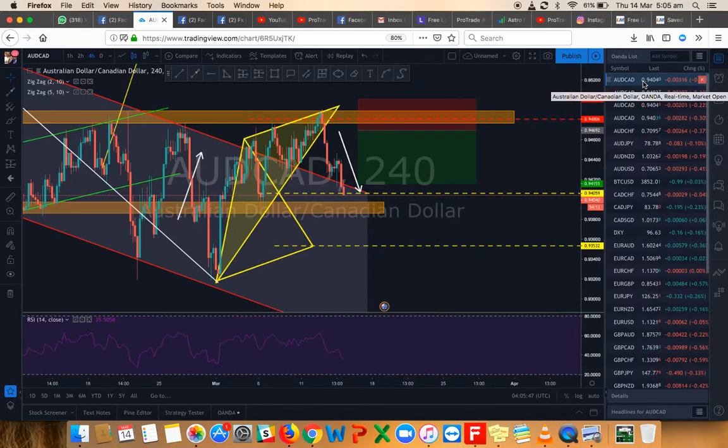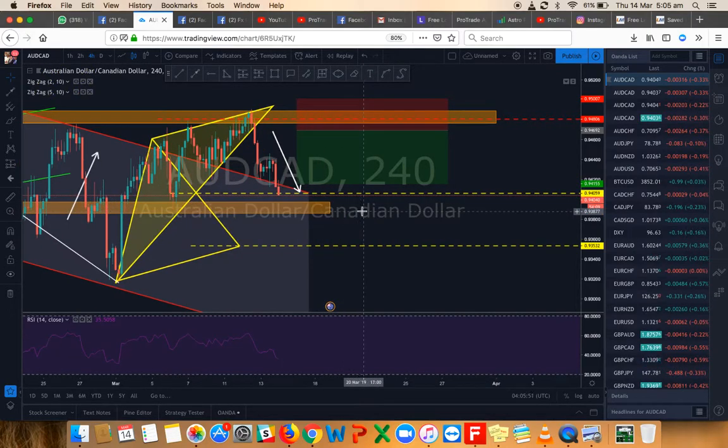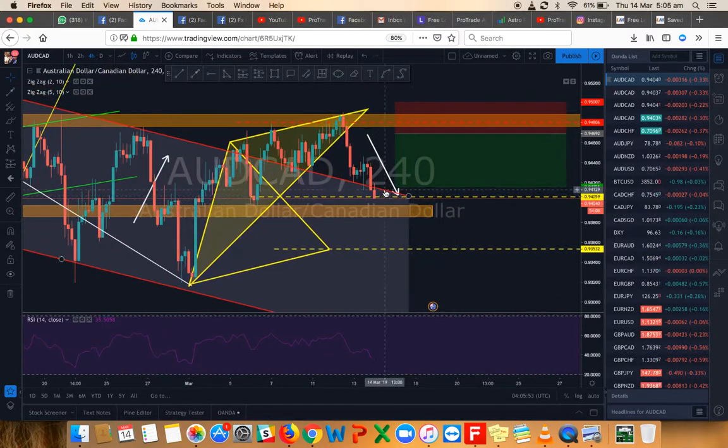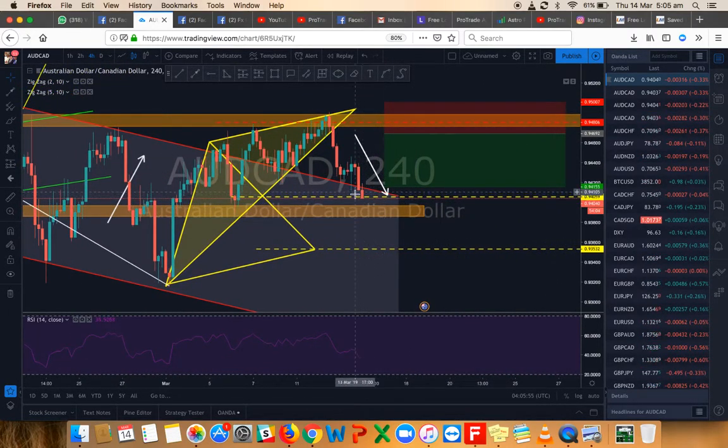Now look at this one forming. I'm presently on the AUD/CAD of OANDA. OANDA is showing me a very strong bearish candle. The last candle for me here is a very strong bearish candle, still going down.